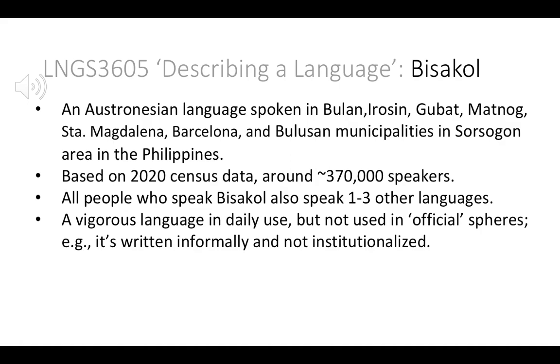Bisakol is categorized as an Austronesian language. Currently, there is no published data on the exact number of Bisakol speakers. However, if we take the major towns in the region, the population is currently around 370,000. Most people who speak Bisakol also speak at least one other language, while some can speak two or more.